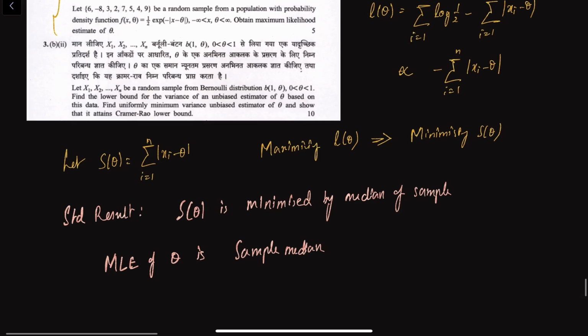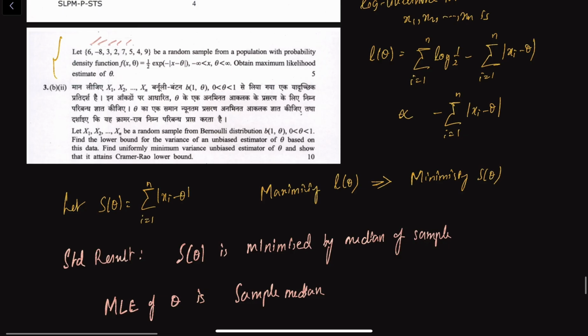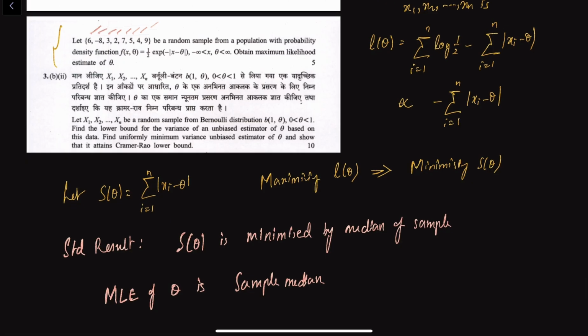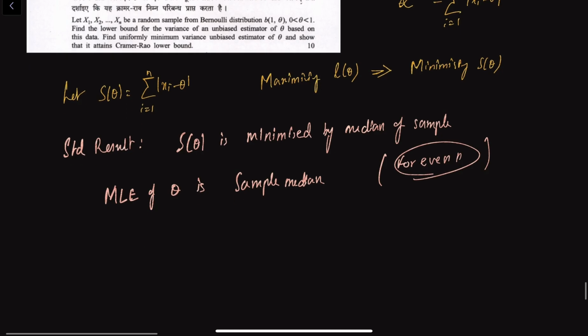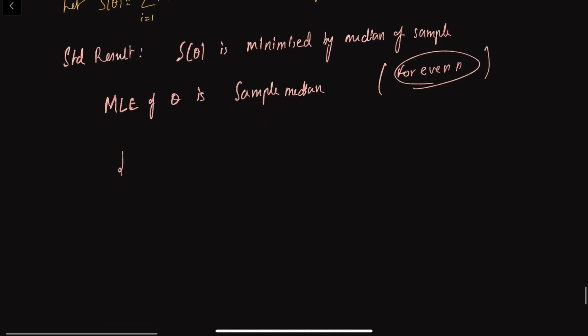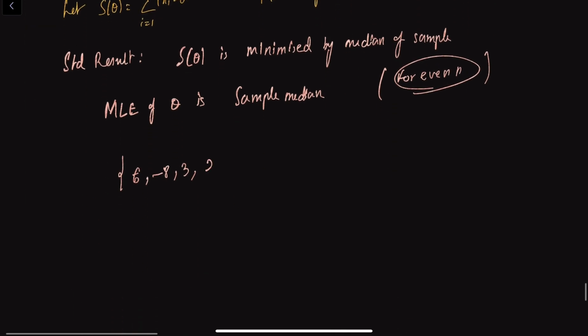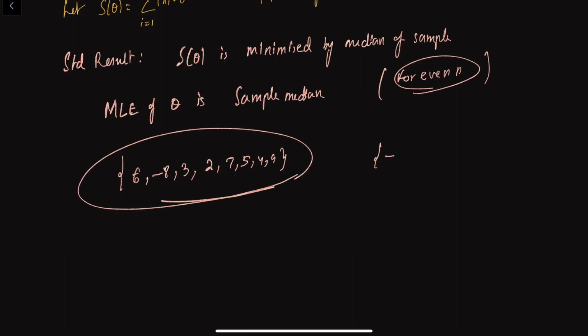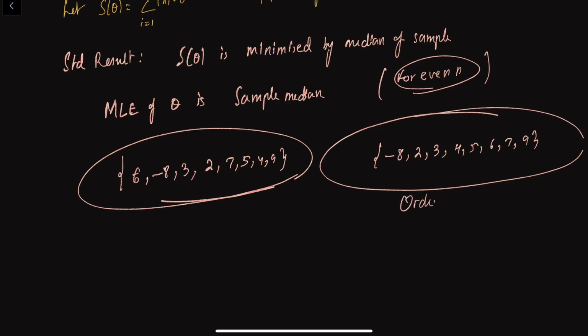Now here, specifically, if we count 1, 2, 3, 4, 5, 6, 7, 8, we have 8 elements. So for even n, the middle order statistics will give the median. If we consider the sample 6, -8, 3, 2, 7, 5, 4, 9, and order this sample, that would be -8, 2, 3, 4, 5, 6, 7, 9. So this is the ordered sample.